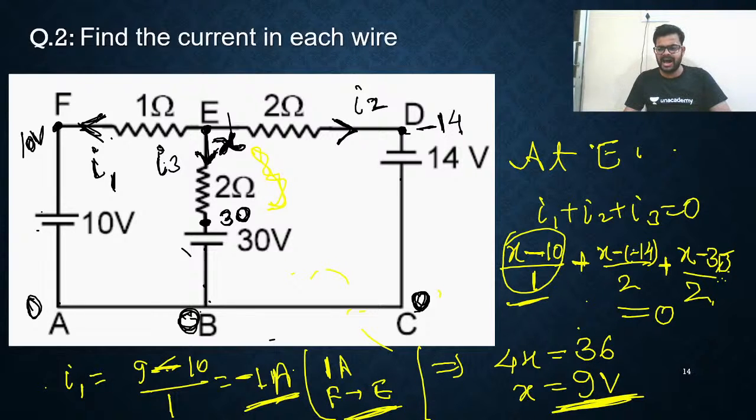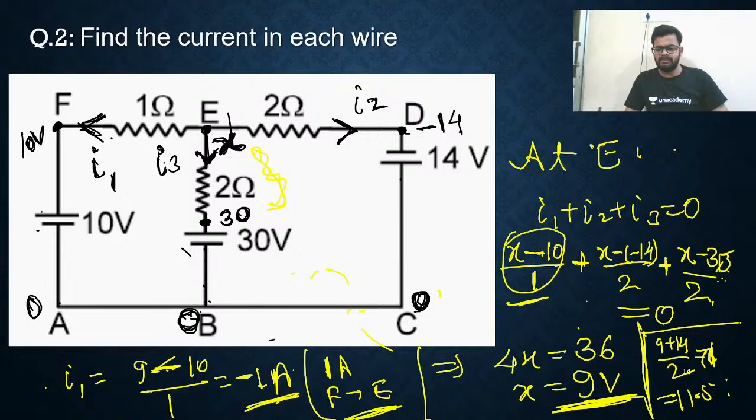Now current in the second branch. So I am writing here X plus 14 divided by 2. So 9 plus 14 divided by 2. This is 23 divided by 2, which means 11.5 ampere. That is 11.5 ampere. Hey guys, you are getting a positive sign.